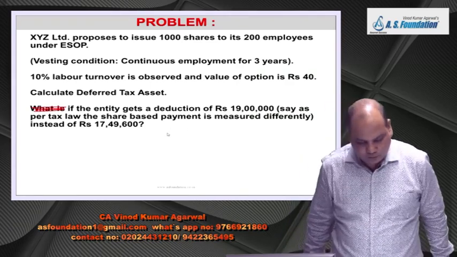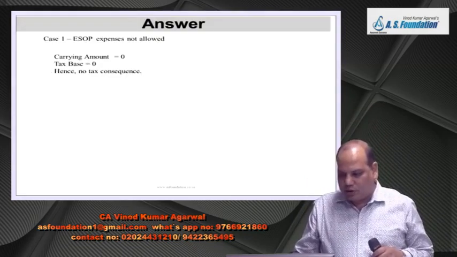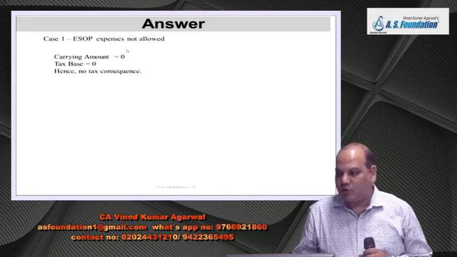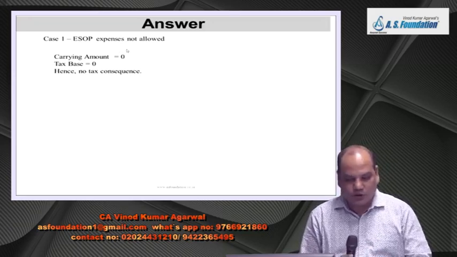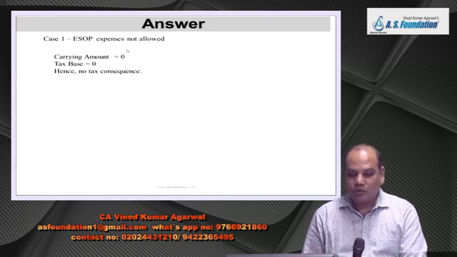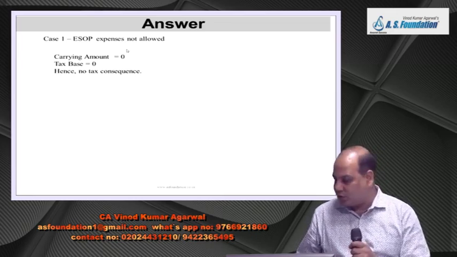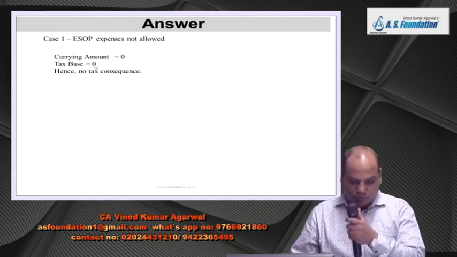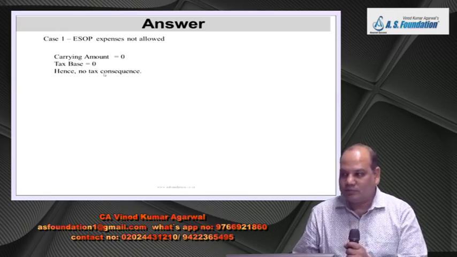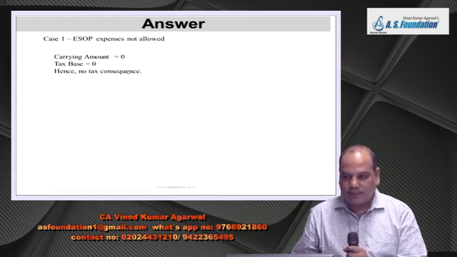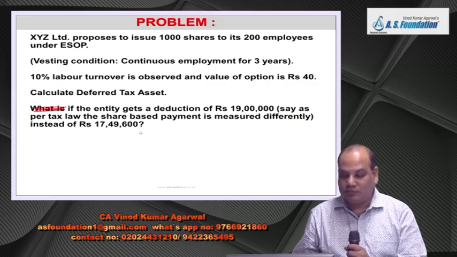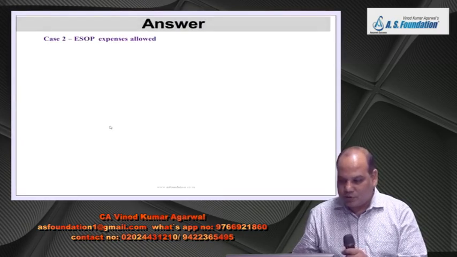Now write down case 1. ESOP expenses not allowed. Just write down for understanding. Suppose ESOP expenses are not allowed. Although that is, I think, not a part of the question, assume the expenses are not allowed under the ESOP heading. Carrying amount will be 0. Tax base will be 0. Hence, no tax consequence. Forget. You have not asked how this number 17,49,600 has come. So we will discuss that, okay? Because that is based on some calculation.